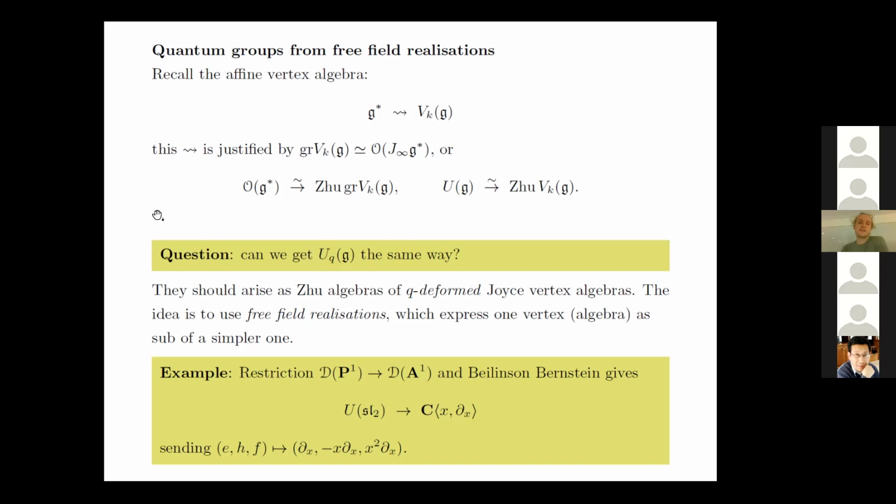And the natural question is there's also another grading on this affine vertex algebra V_k(g) by the conformal weights, which induces the filtration on the Zhu algebra as a filtered algebra, which makes it almost commutative. So the associated graded algebra is also the function algebra on g star.